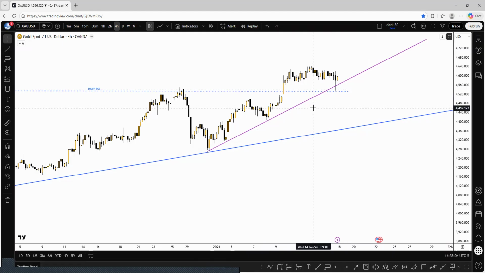Based off of this 4 hour, the trend is basically saying every time it touched this trend line, the price bounced up. Every time it came to the trend line, the price bounced up. It went through the trend line, but it bounced back up because this is a strong zone right here. It's a strong support zone. So it didn't break it.